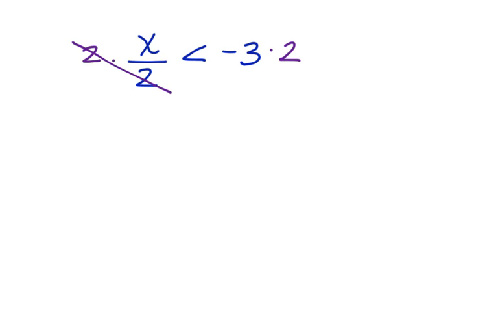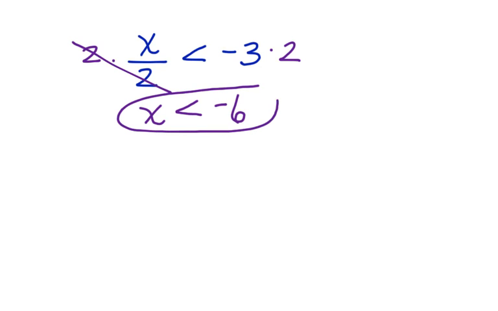Here the 2's will cancel. We can bring down the x. X is less than negative 3 times 2, which is negative 6. So any value less than negative 6 can be substituted into this inequality to make it a true statement.